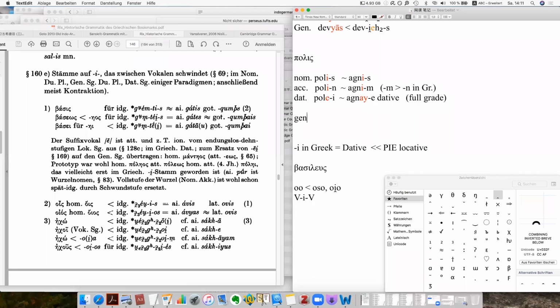So let's check the dative. So dative is called polis, right? Yeah. But what is the dative for acne? Acne is actually agnes, right? Yeah. Okay. So we know only this s is identical.